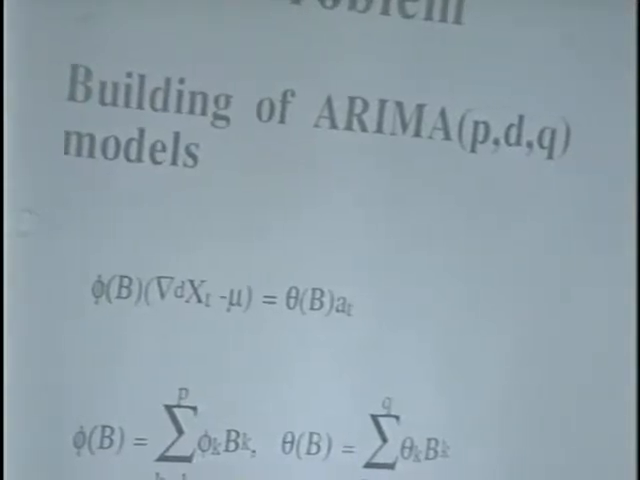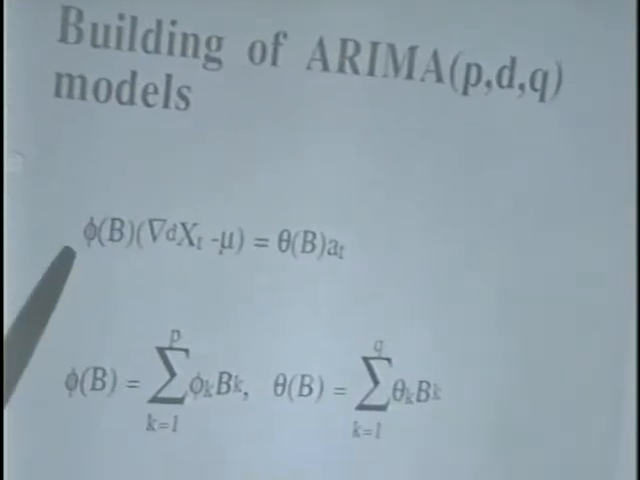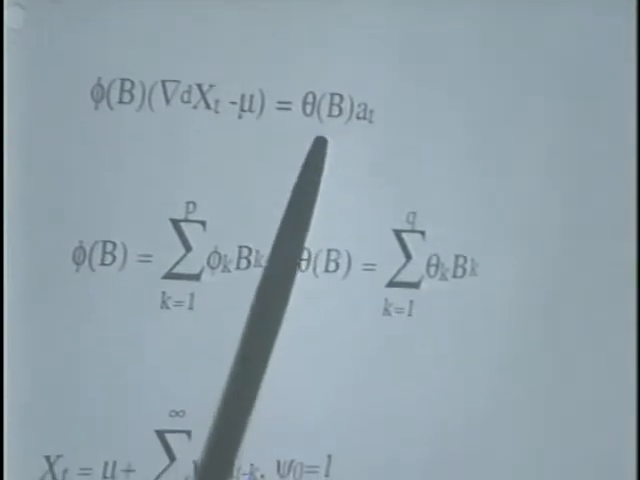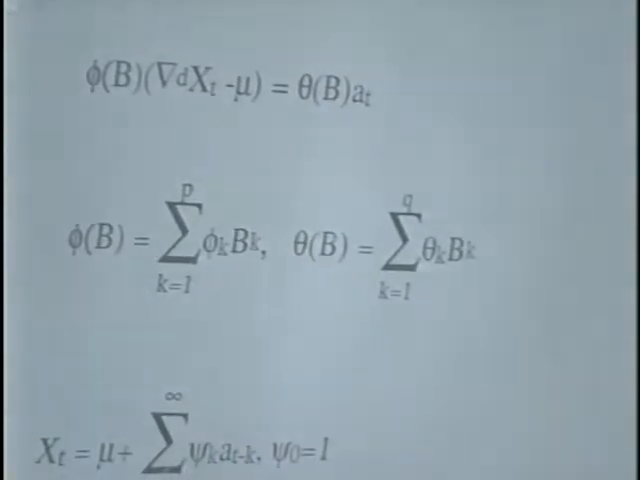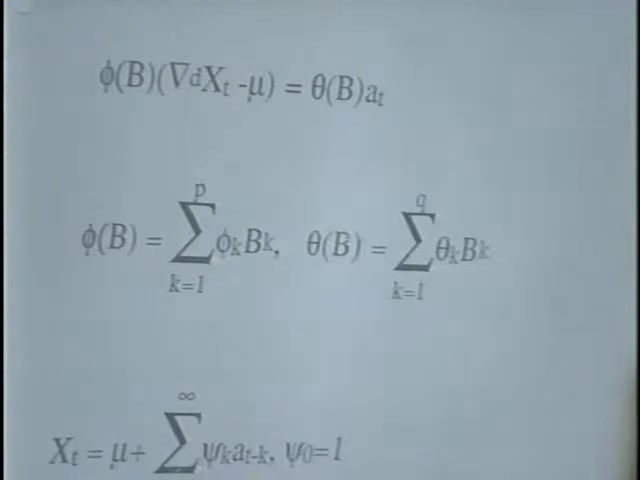Let's look a little bit more closely at the problem. We consider ARMA models which can be represented in this form. We have the autoregressive operator phi and moving average operator theta. We assume that these polynomials have their zeros outside the unit circle. This makes these what are called stationary and invertible models.